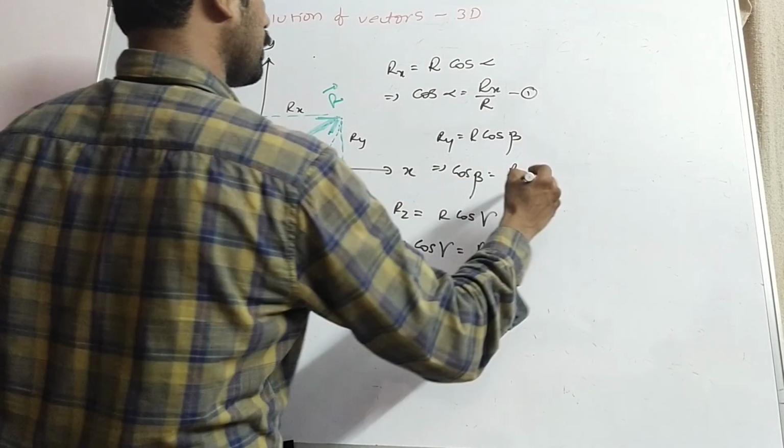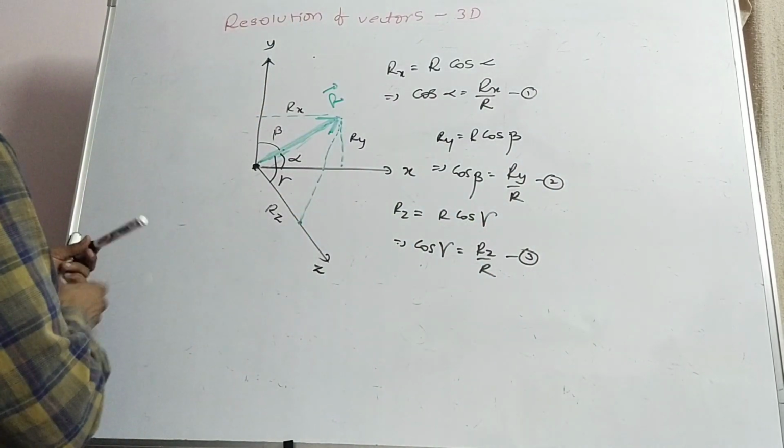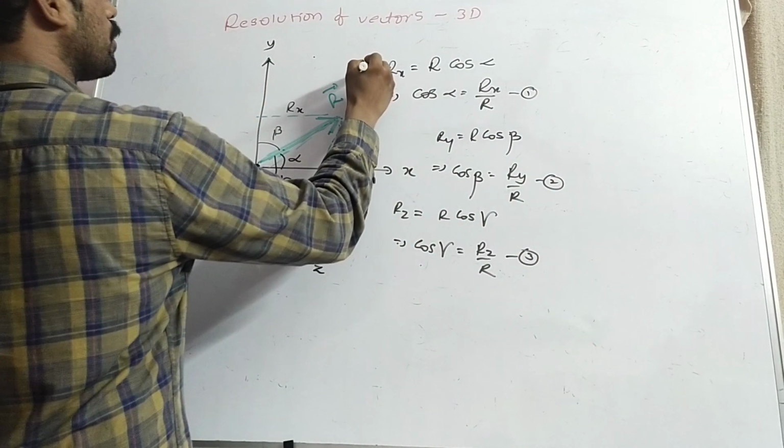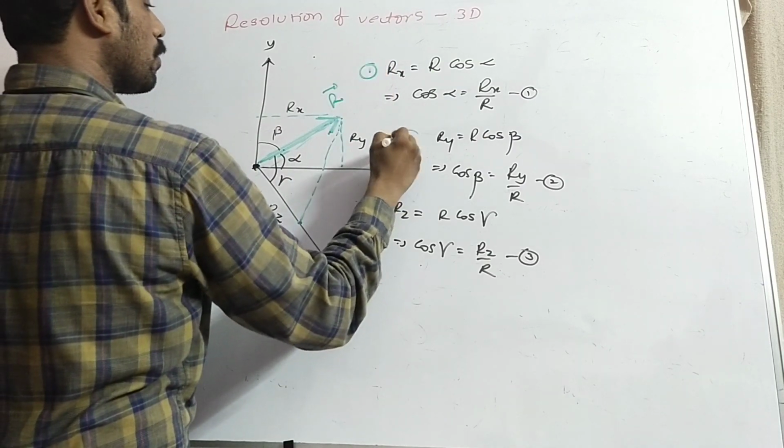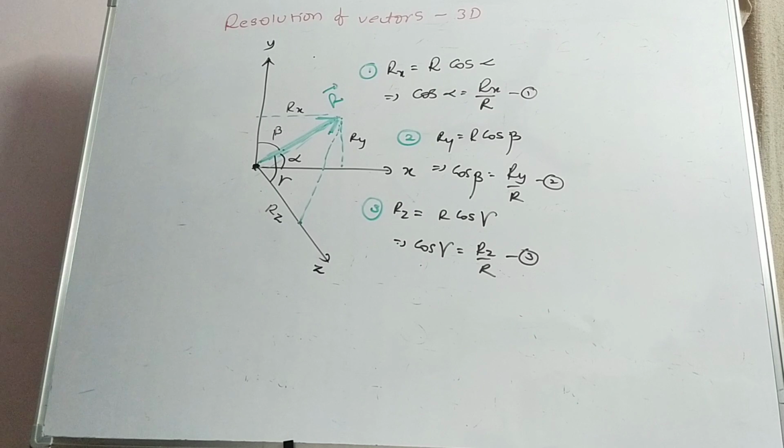This is expression number 1, this is expression number 2, expression number 3. These three are horizontal components only.